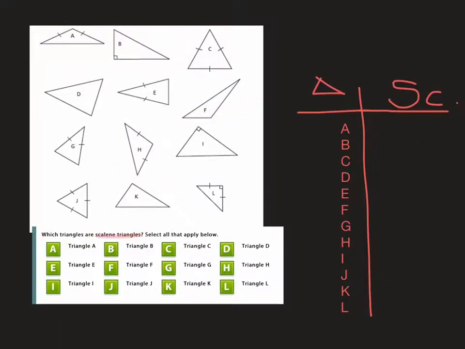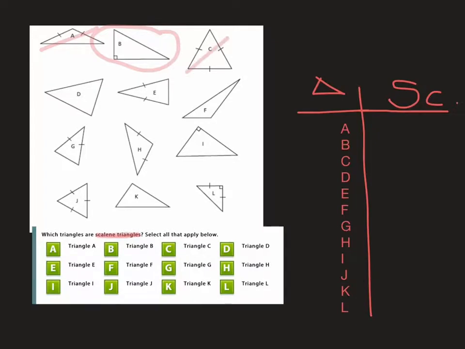Hopefully this one will be a little easier. You're looking for the scalene triangles. That means all sides are different. You can tell that because any sides that are the same would be marked with congruency. So A is an isosceles triangle. They're not all different. B appears to be all different.